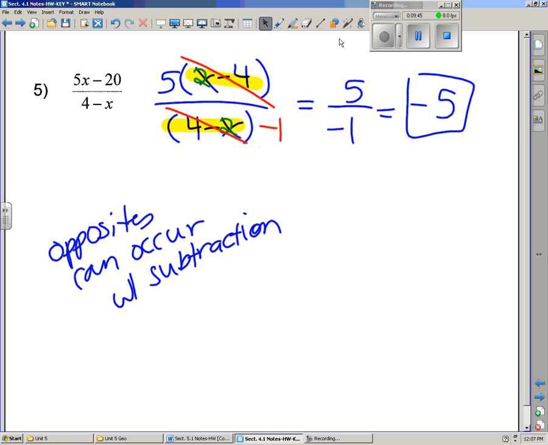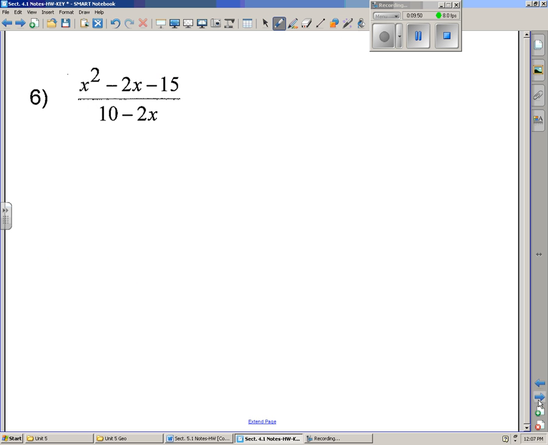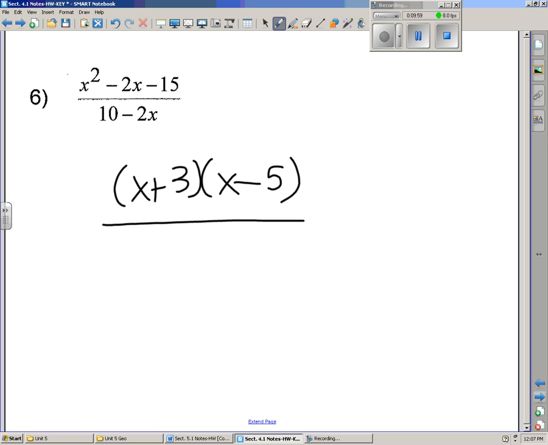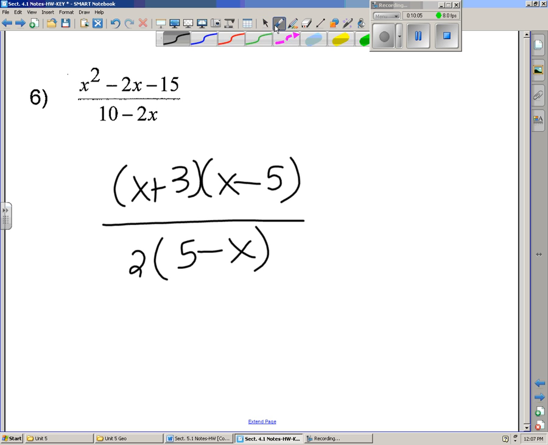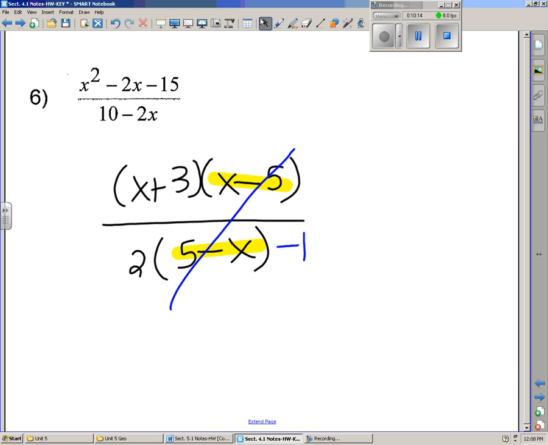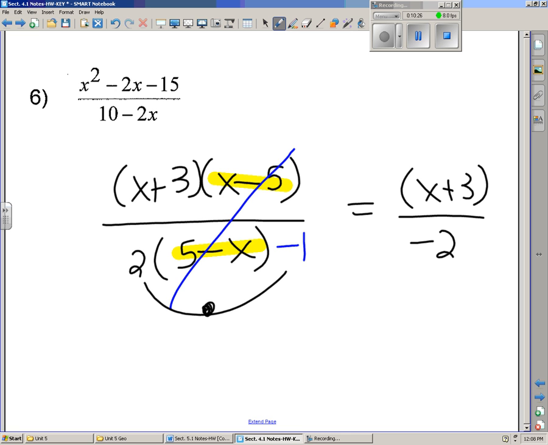Okay, let's try this last one. On the top, I've got a trinomial, x minus 3, x, let me fix that, x plus 3, x minus 5. On the bottom, I've got a GCF of a 2 and a 5 minus x. These guys, x minus 5, 5 minus x, they're opposites. So when I cancel them out, I'm going to be left with a negative 1 somewhere. I'm going to put that negative 1 on the bottom, which means I've got x plus 3 on the top, and it's really 2 times negative 1, which becomes negative 2.